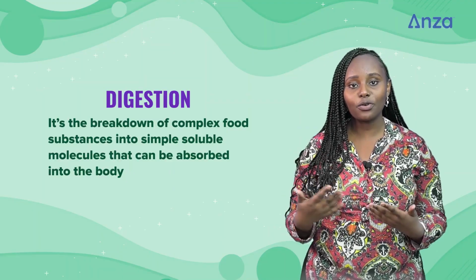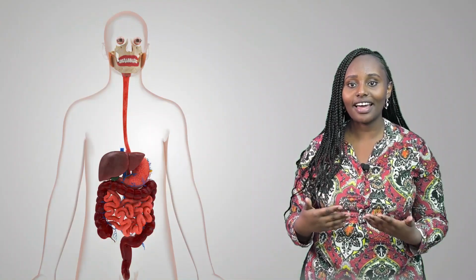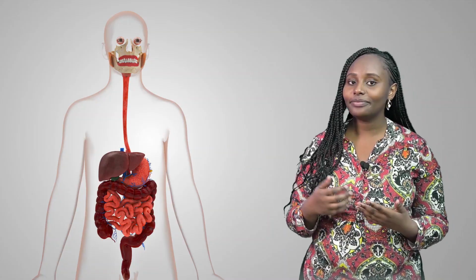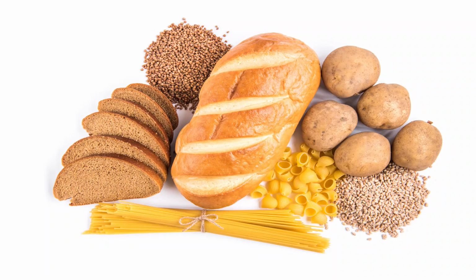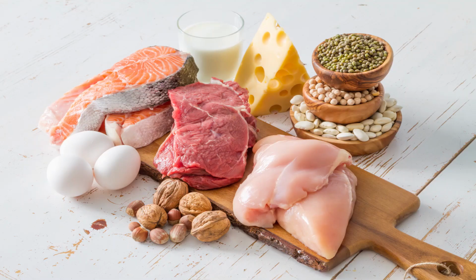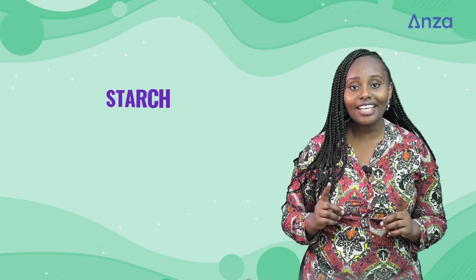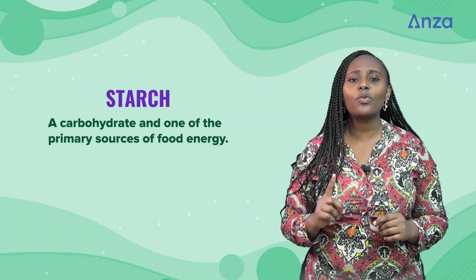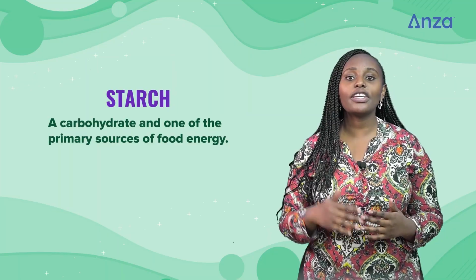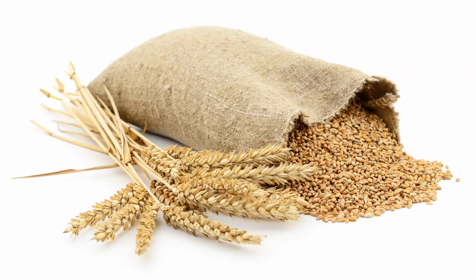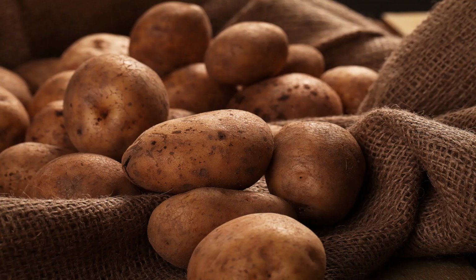The breakdown of the food substances occurs at different regions in the alimentary canal. Most of the foods we take are made up of carbohydrates, proteins, and fats. Starch is a carbohydrate and one of the primary sources of food energy, which is commonly found in most of the staple foods such as wheat, rice, and potatoes.